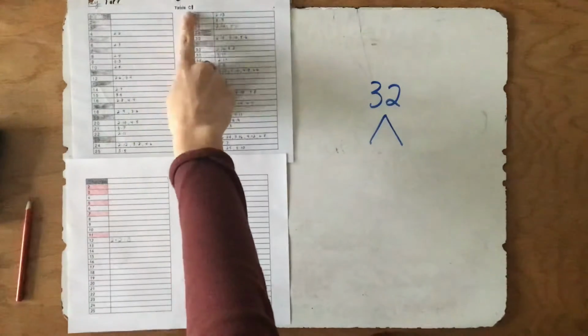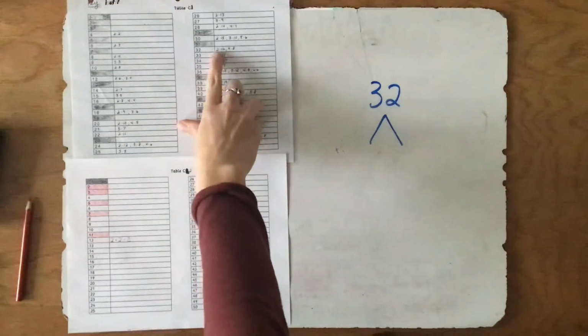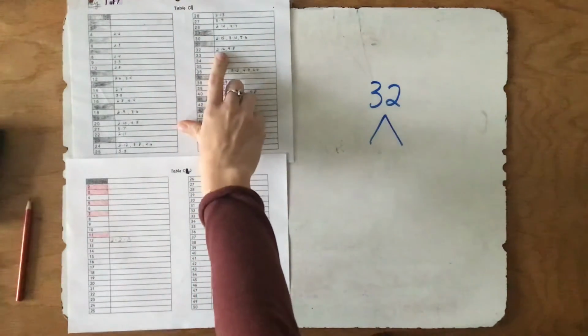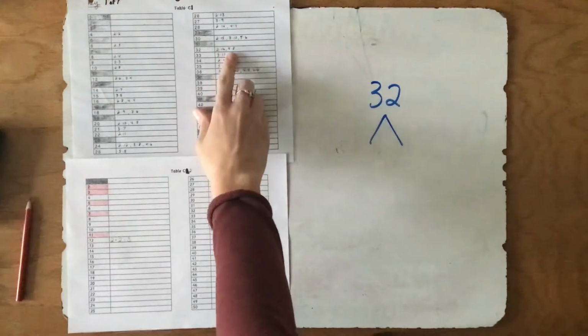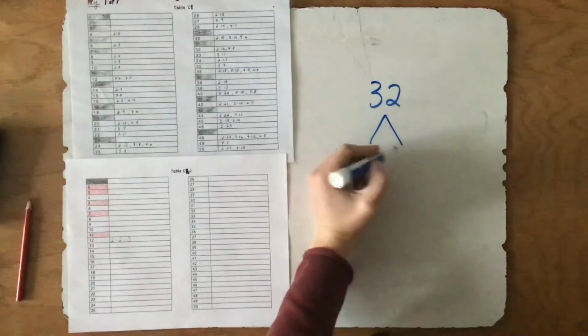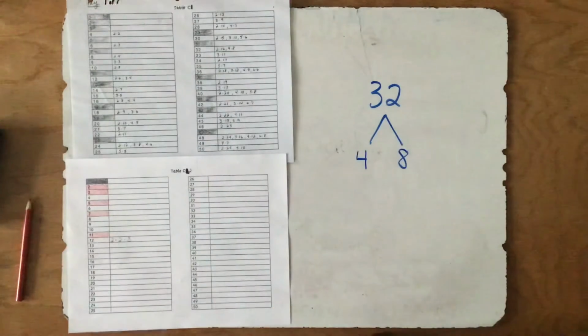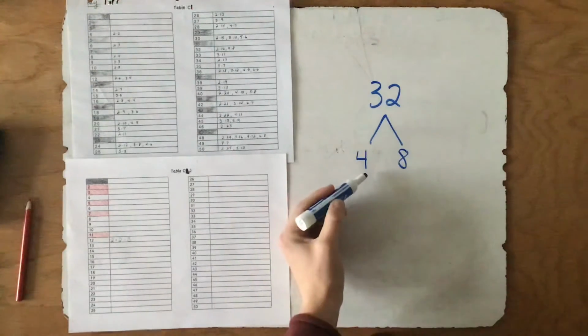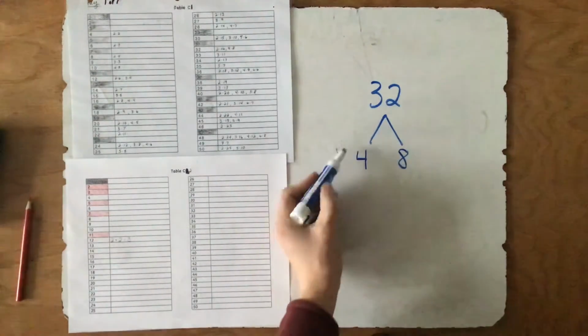So you can either think in your head, okay, what are two numbers that multiply to get 32 besides 1 and 32? If you're not quite sure, you can hop on over to table C1, find 32, and see, oh, 2 and 16 are factors of 32, as are 4 and 8. So I'm going to write, you can choose, I'll do 4 and 8. And then we ask ourselves the question, is 4 prime? If it is, we circle it.